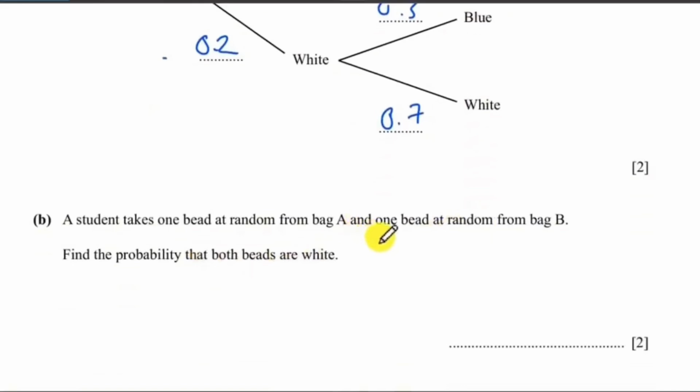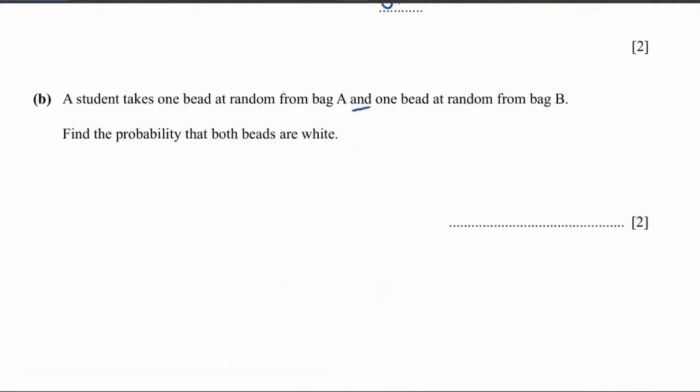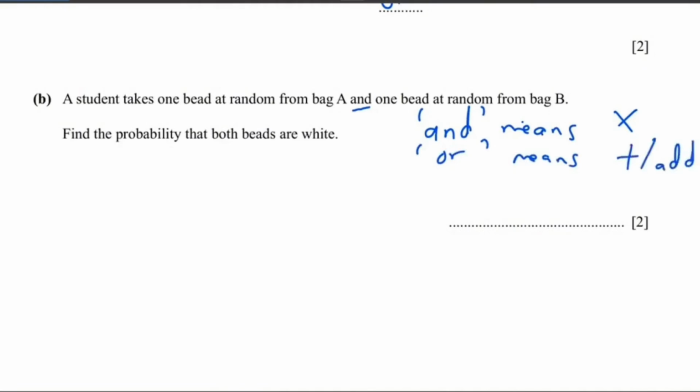A student takes 1 bead at random from bag A and 1 bead at random from bag B. Find the probability that both beads are white. So the key word there is and. In probability, whenever we see these words, we should pay attention to them. When we see and, it means we multiply. When we say or, it means we add.